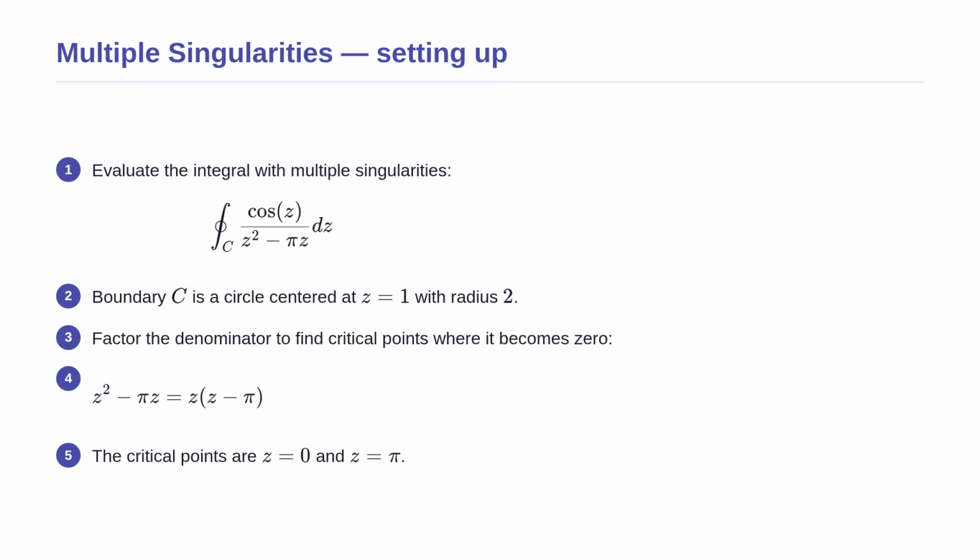Our first step is to factor the denominator to find the specific points where the bottom becomes 0. Factoring out z gives us z multiplied by z minus pi. This reveals two critical points that could cause trouble, z equals 0 and z equals pi.